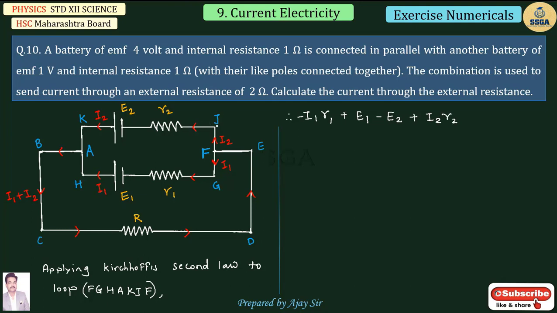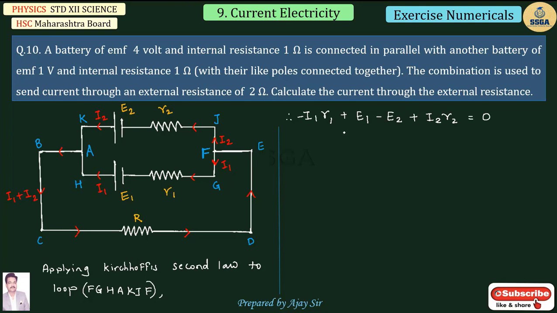The same current is here, so when we come back to the F point, the sum of the potential differences and EMFs is equal to 0. So this is by Kirchhoff's second law applied to this loop. So this equation we got.